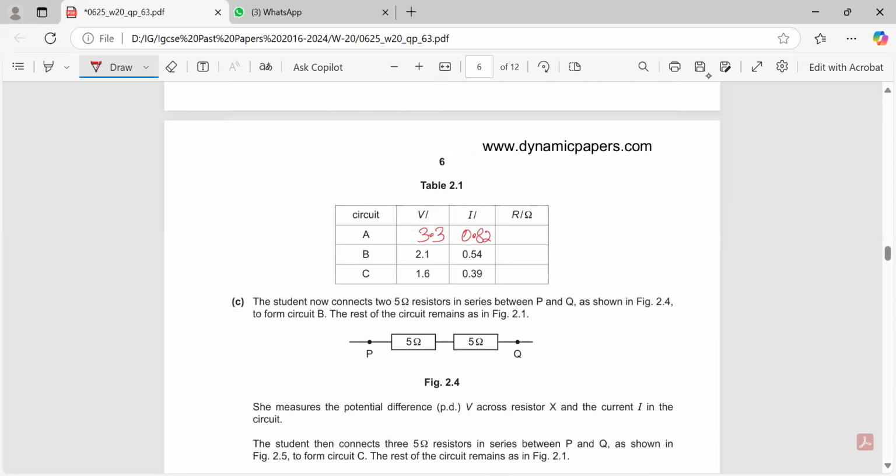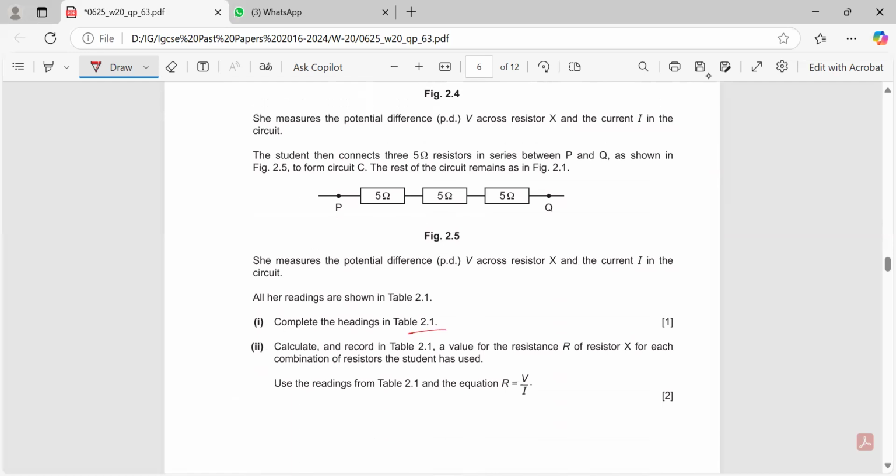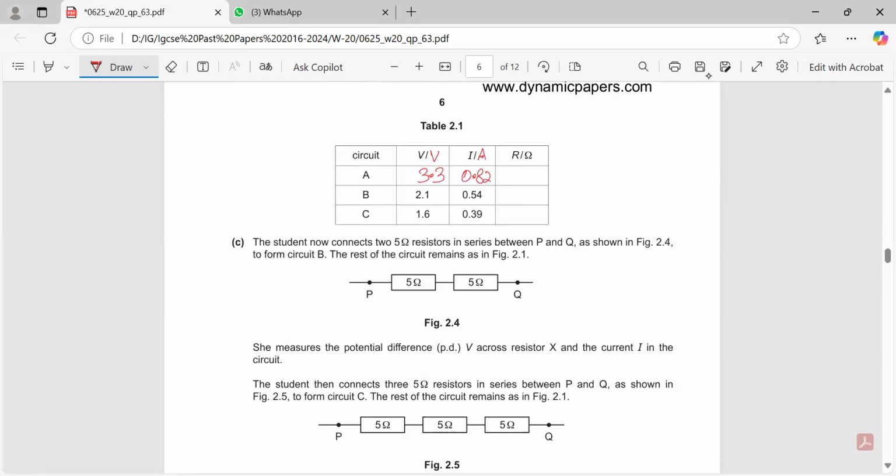Now first of all we are told to complete the column headings in table 2.1. V capital for volts, current is ampere. So the headings are completed. Then calculate and record in table 2.1 a value for the resistance R of X for each combination of resistors the student has used. Use the readings from table 2.1 and the equation R is equal to V over I.